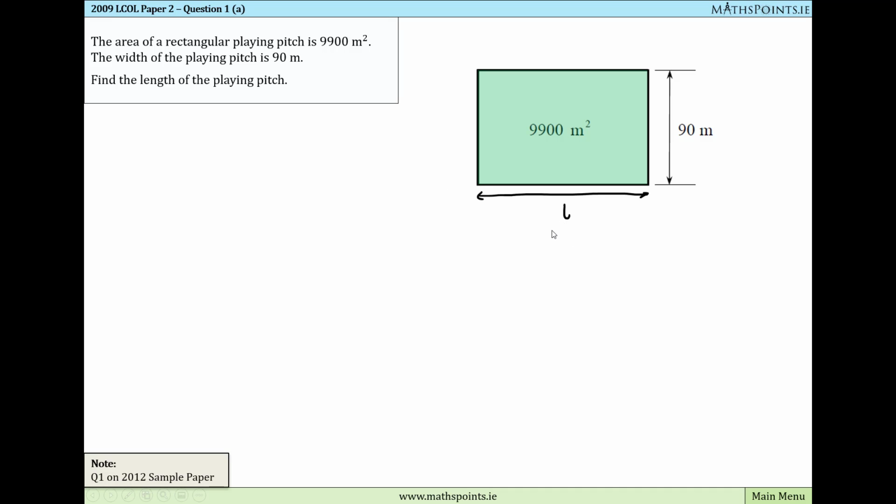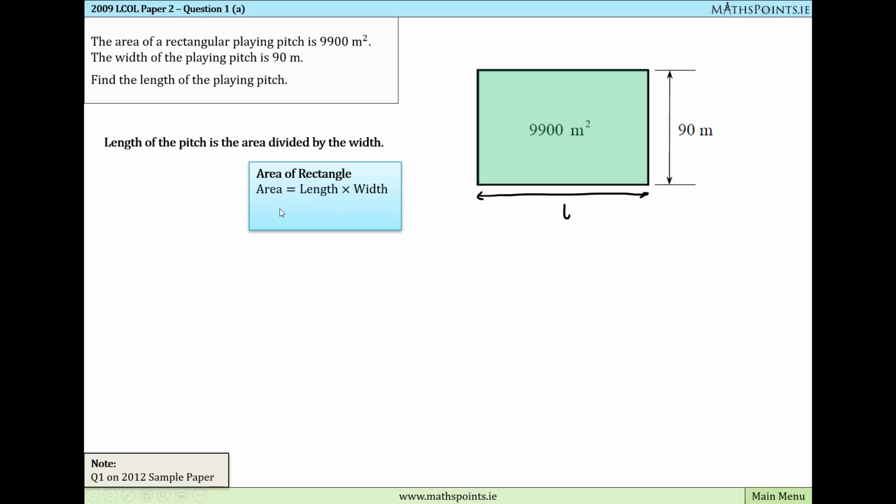In most questions we're given the length and the width, and we multiply them and we'll be given the area of the pitch. So in this question, we're going to have to divide 90 into 9,900. So if we divide the width into the area of the pitch, we should be left with the length. So where do we get that? Well, there's a formula for the area of a rectangle, which is length by width. This formula isn't in the table, so it's just a formula we have to learn before we go into the exam. And so obviously then the length is going to be the area divided by the width.